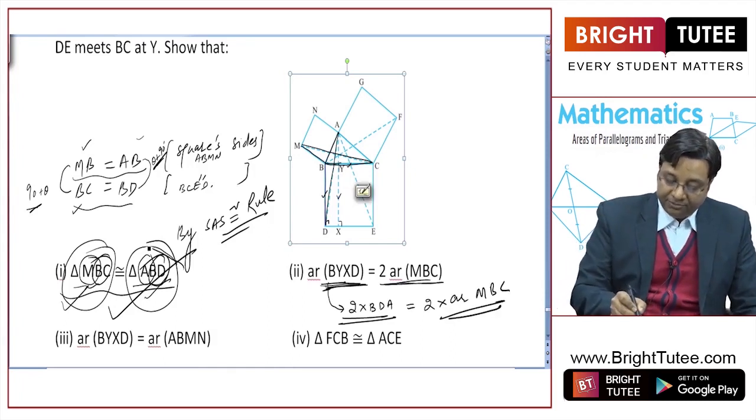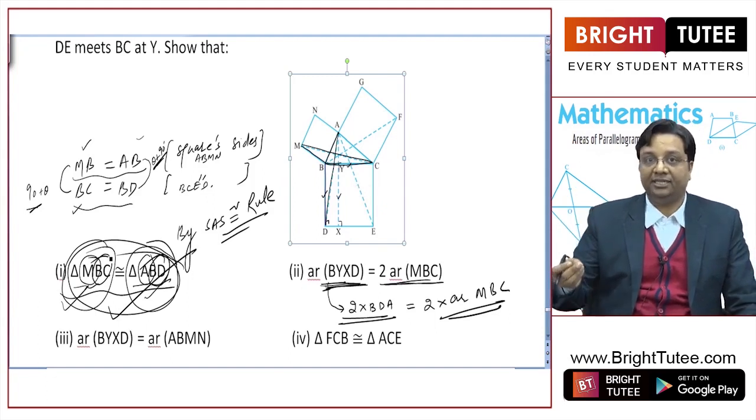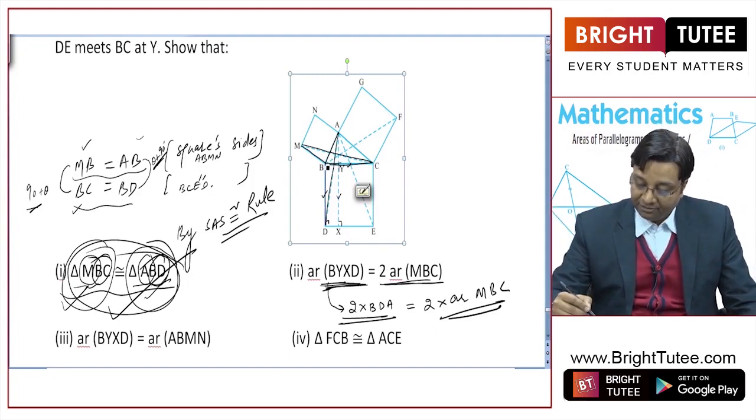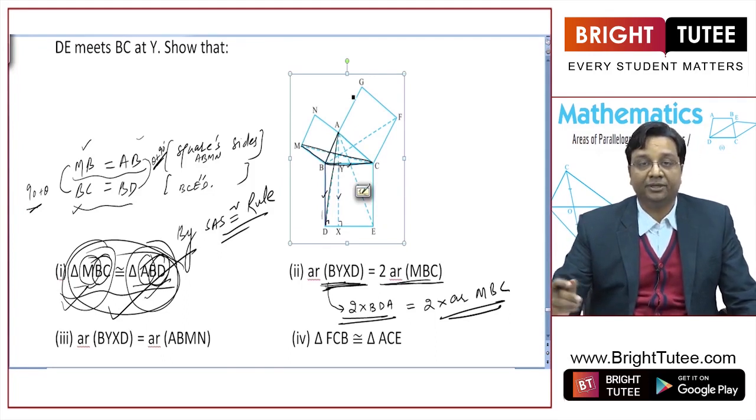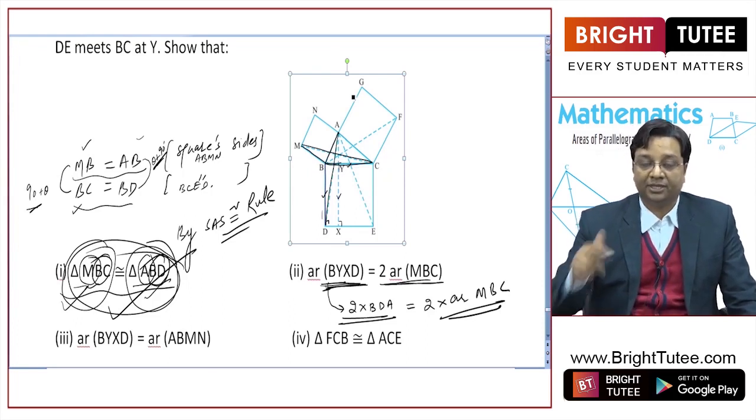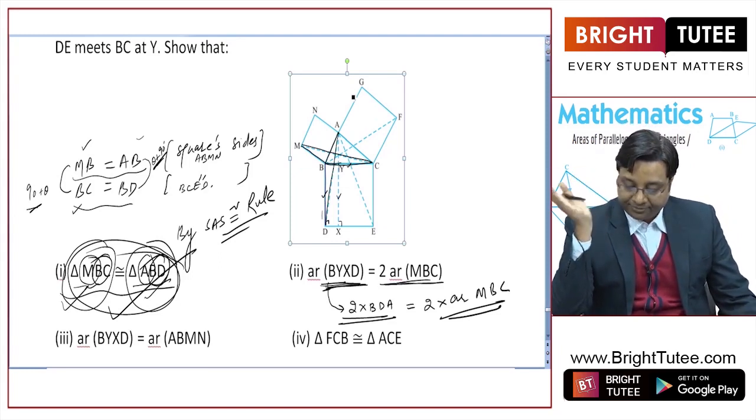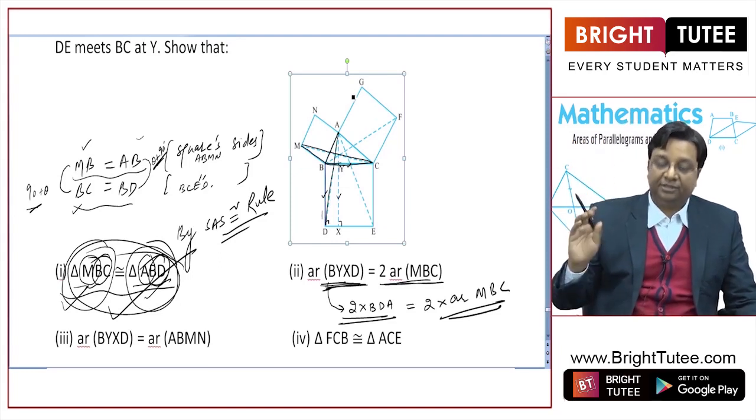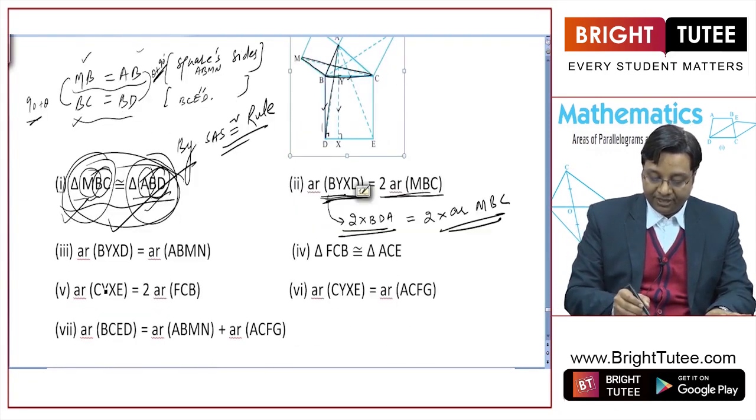So once you prove the first part, that MBC and BAD or ABD are equal in area, now you just have to show that BDA is half of BYXD because they lie on the same base BD and between the same parallel lines AX and BD. So the area of this triangle will be half the area of the rectangle. Okay, so the second part is also proved, right? Now look at the third part.